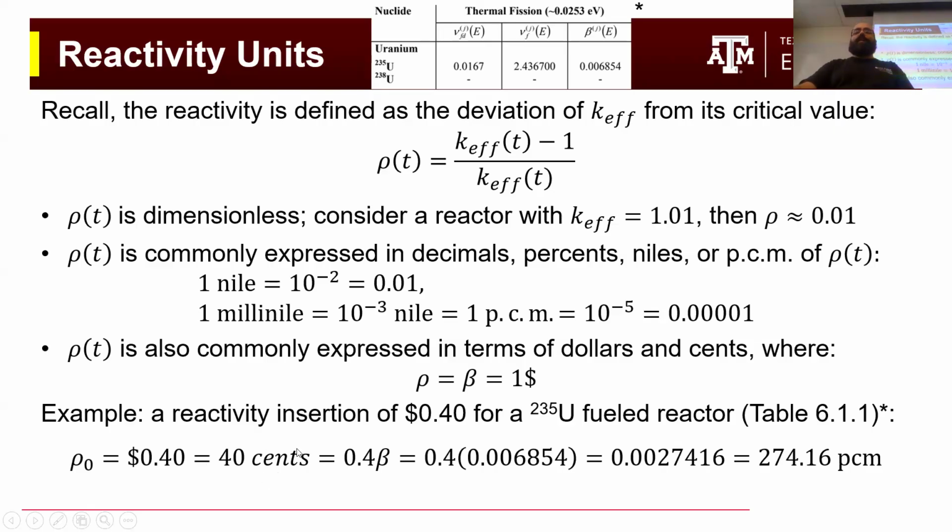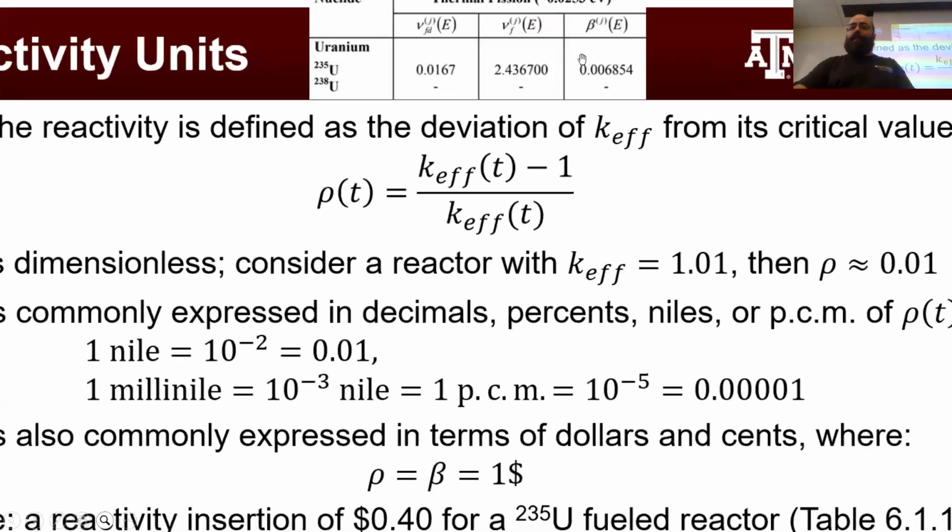So that means that's the same thing as 0.4 times the value of beta. And then beta is just a number. Like for every fuel type, there's a value for beta.